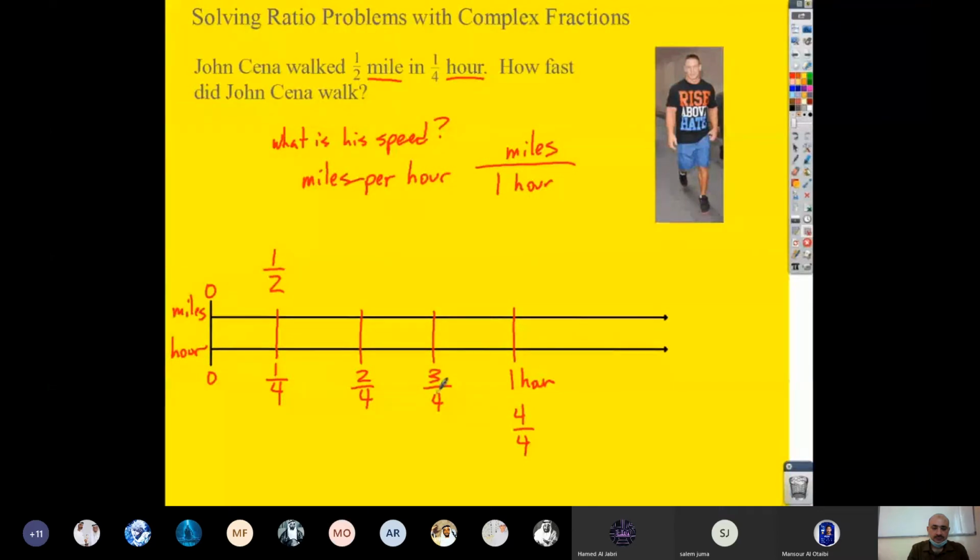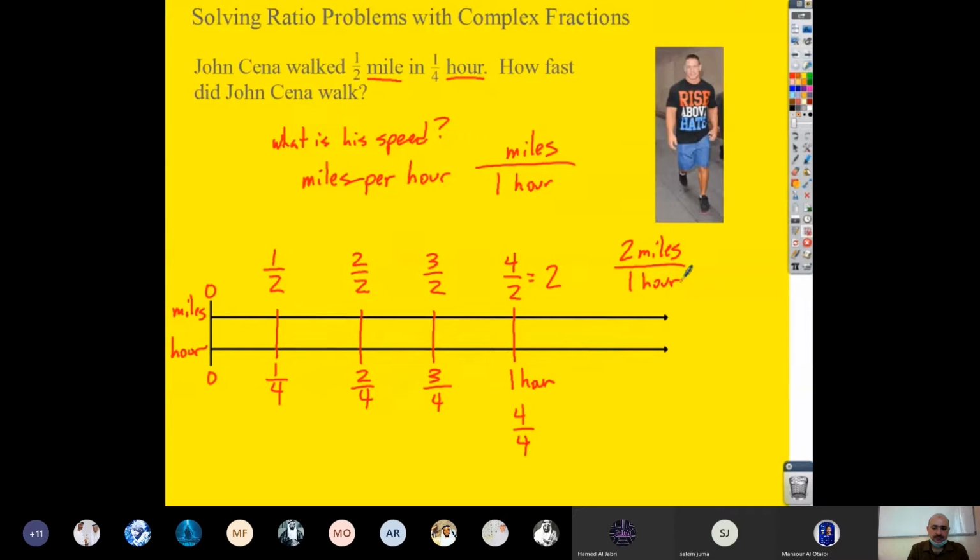By 1/2, so 1/2, this would be 2 halves. Then if I go again, this would be 3 halves, and if I go again, this would be 4 halves. So what he does is in 1 hour, he travels 4/2 of a mile. Well, 4/2 mile is 2. So how fast is he going? In 1 hour, he travels 2 miles. So his speed here would be 2 miles per hour.